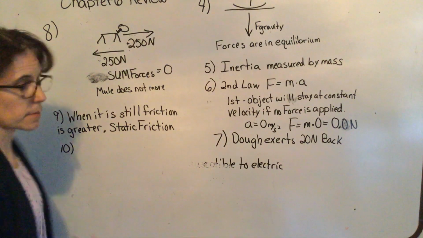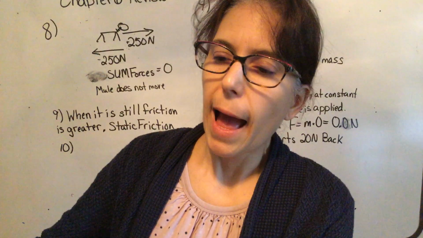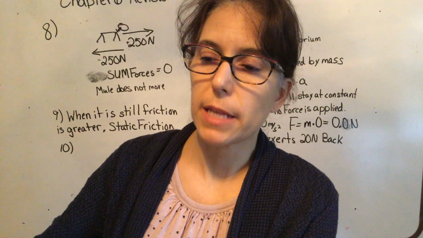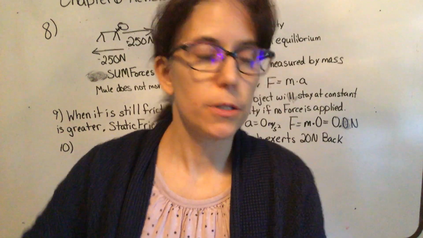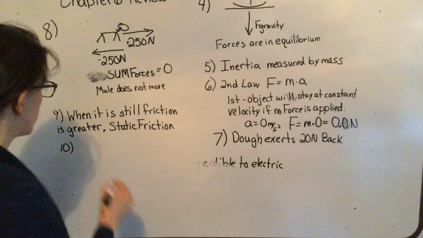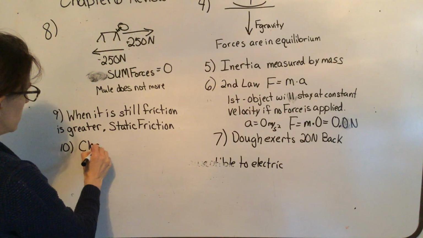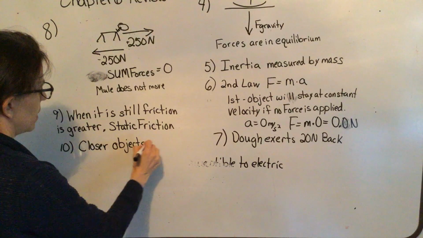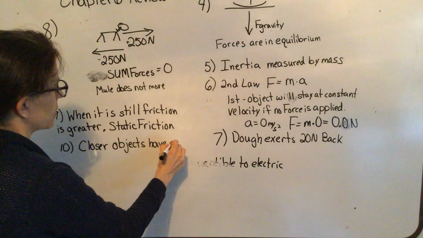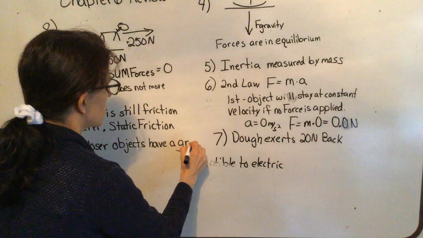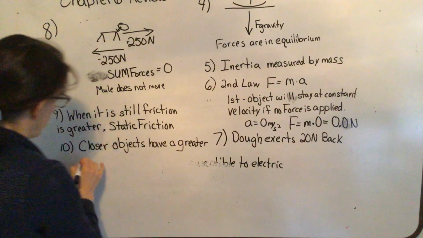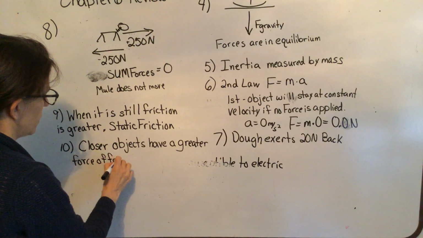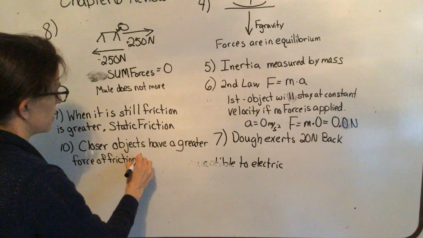Number 10. How does distance between the centers of mass of two objects affect the gravitational force between the objects? So how does distance affect two objects? So closer objects have a greater force of friction than far apart objects.